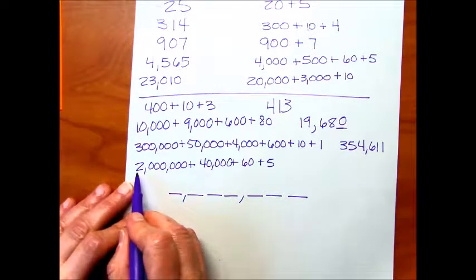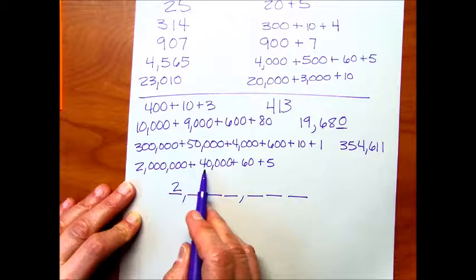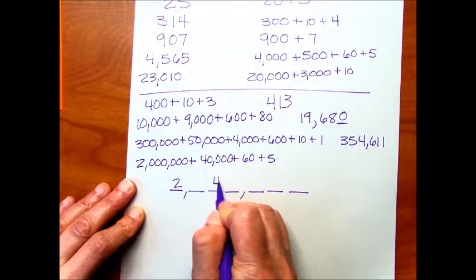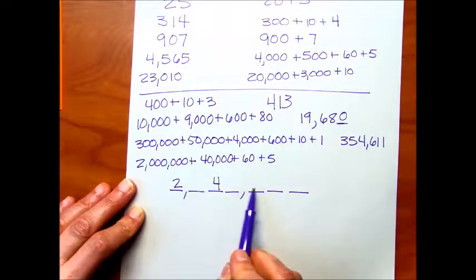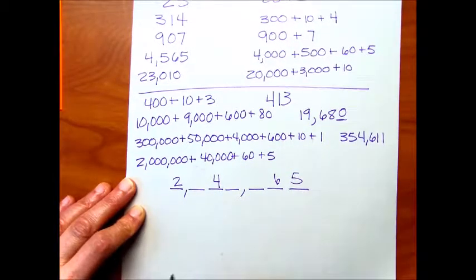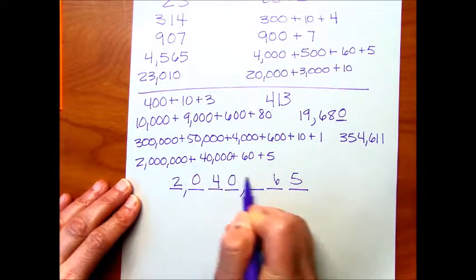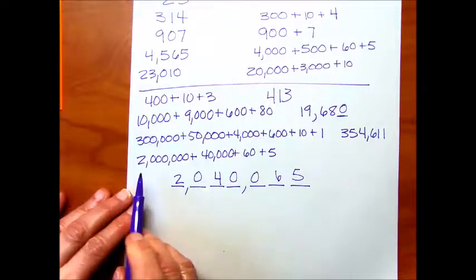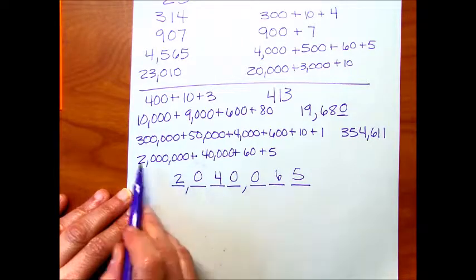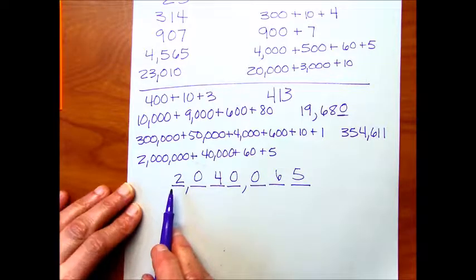So here we've got 2 millions. Now this one is in the 10,000s, which is not here. It's going to be right here, and we have 4 10,000s. So I'm going to put the 4 there. We don't have thousands, we don't have hundreds, but we have tens. We have 6 tens, and we have 5 ones. Notice we have some empty spots here. I'm just going to put some zeros. So this is our expanded form, and this is how we would write it in standard form. If you have questions about this, please ask them in class.